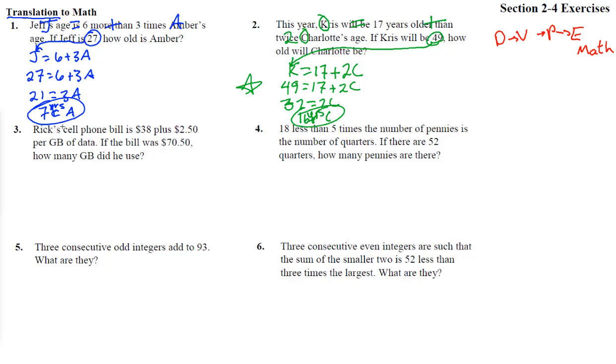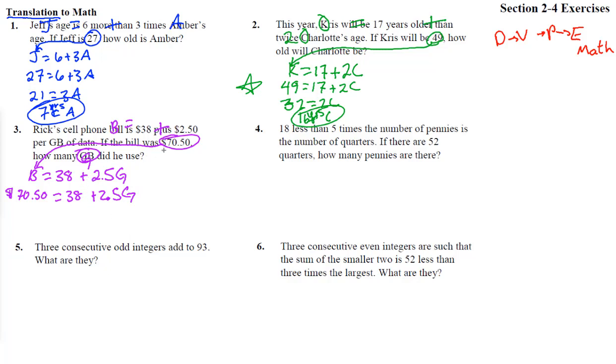Number 3. Rick's cell phone bill is, so the bill here is going to be, we'll put a B there, $38 plus $2.50 per gigabyte. So this is $2.50 per gigabyte. So if the bill is used how many gigabytes? Let's use G for the variable. So this is going to be B is 38 plus 2.50 times the number of gigabytes. And then it says the bill was $70.50. Goes right there, $70.50. Has to equal 38 plus 2.5G.